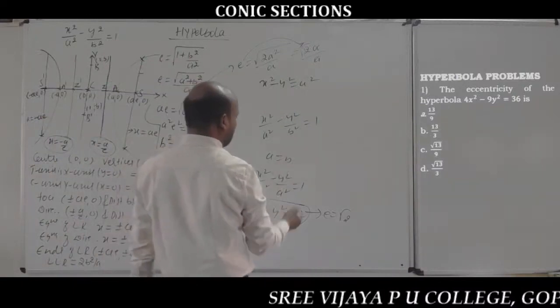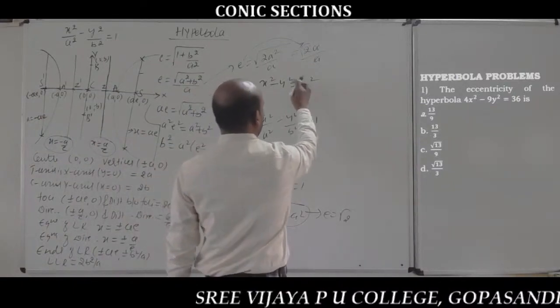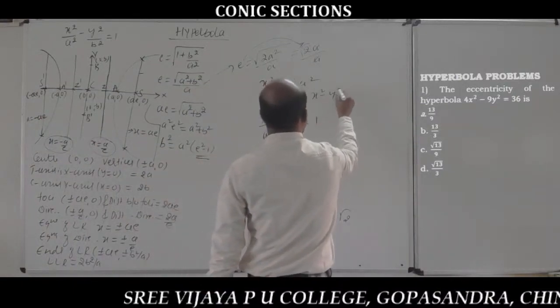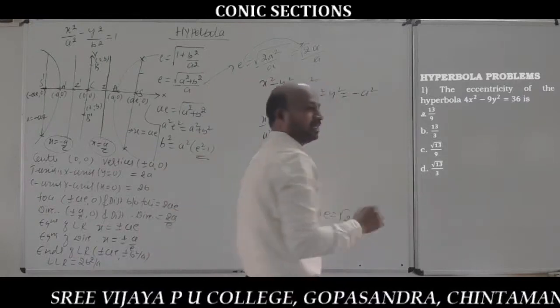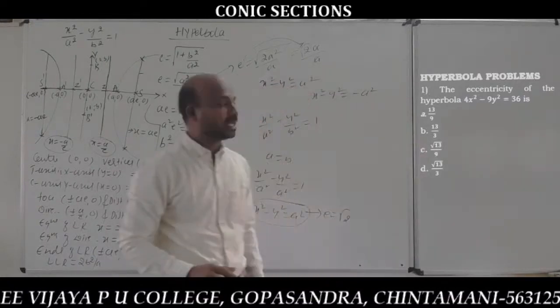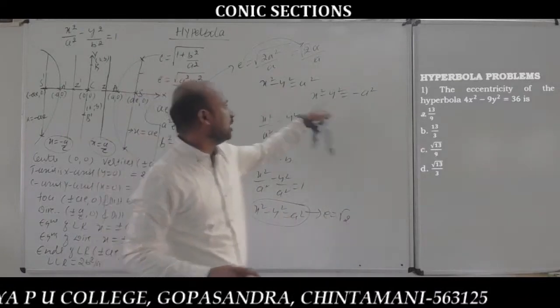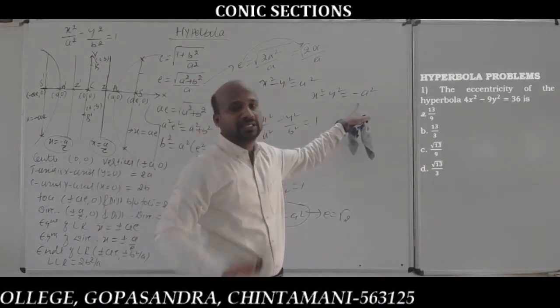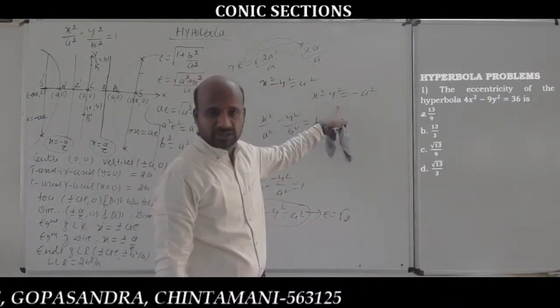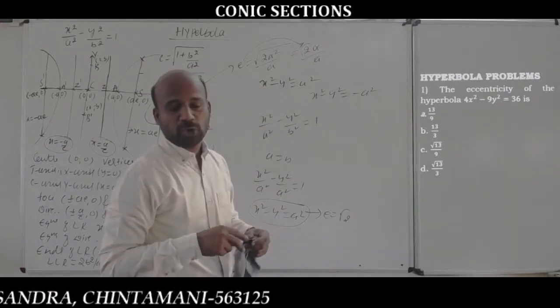Also, instead of writing the same equation as x square minus y square is equal to a square, if you write x square minus y square is equal to minus a square, it becomes the rectangular conjugate hyperbola. This is the rectangular hyperbola and this one is the rectangular conjugate hyperbola. So for both, the eccentricity is always equal to root 2.